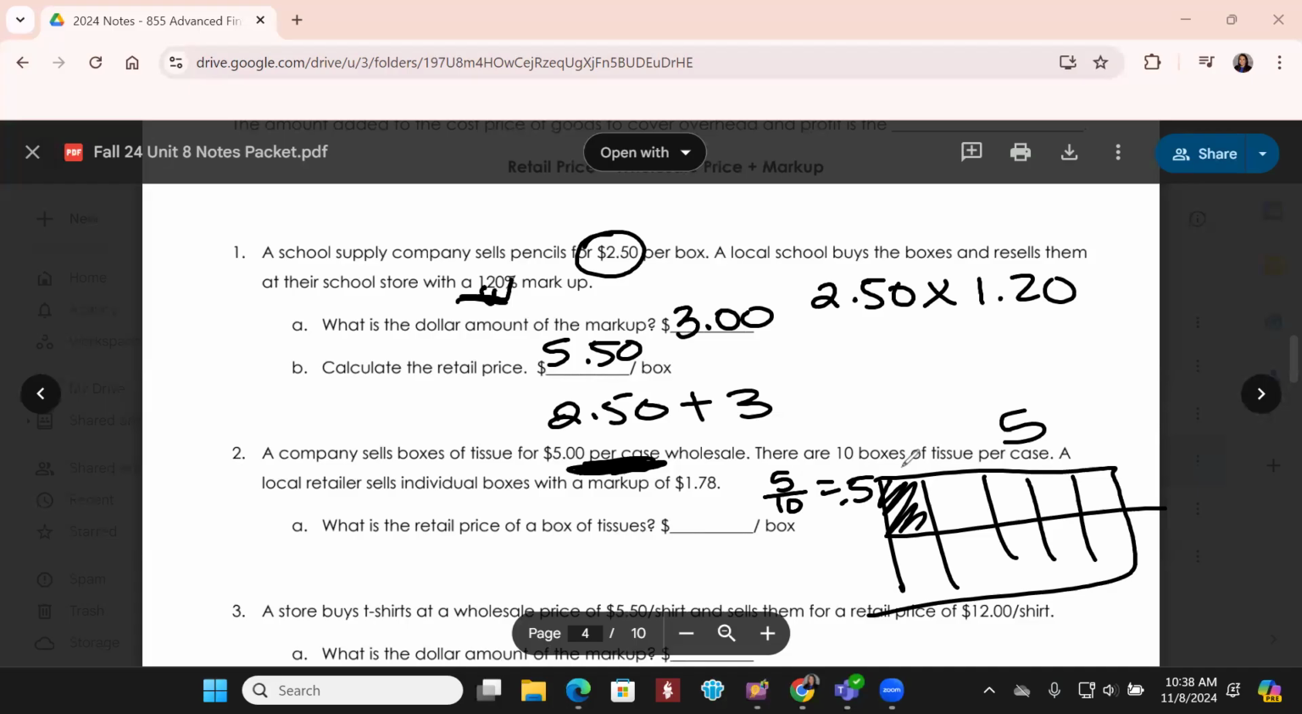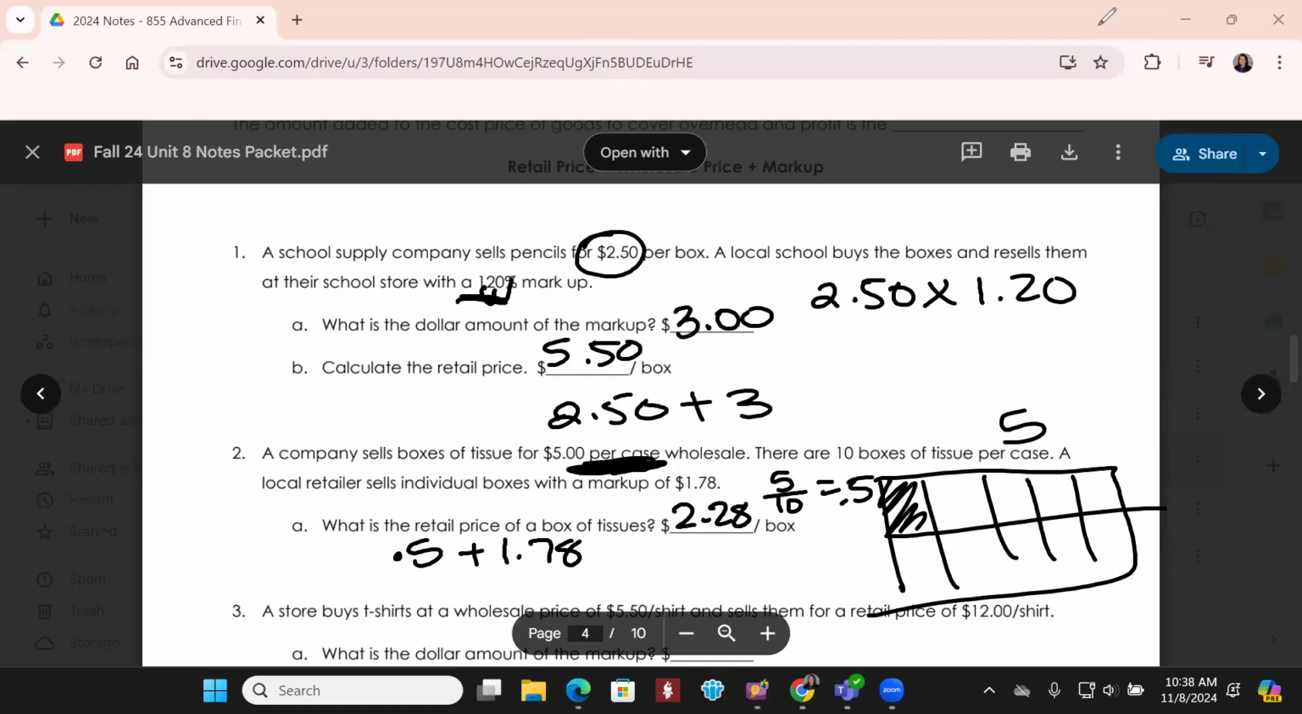Now, they did a markup of $1.78. So we take 50 cents, which is how much each box costs, plus the $1.78. That gives me $2.28. Did everybody see that? I used the formula for retail price. Retail price is wholesale plus markup.